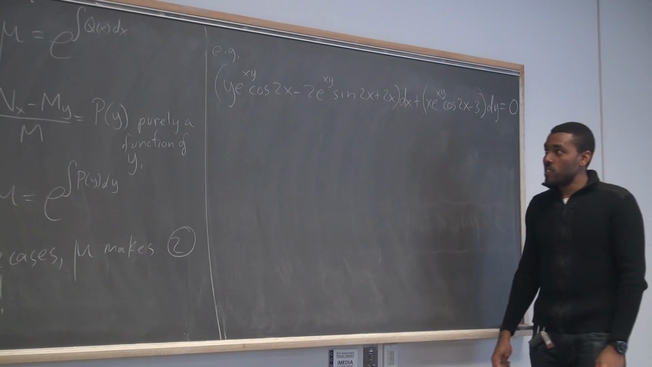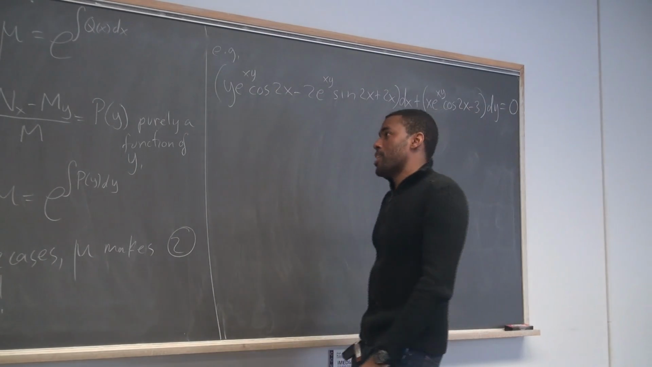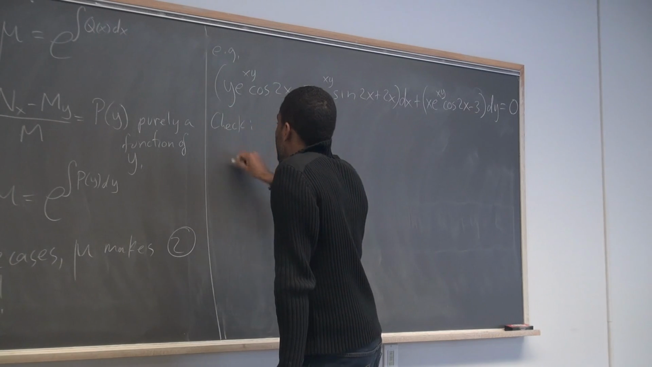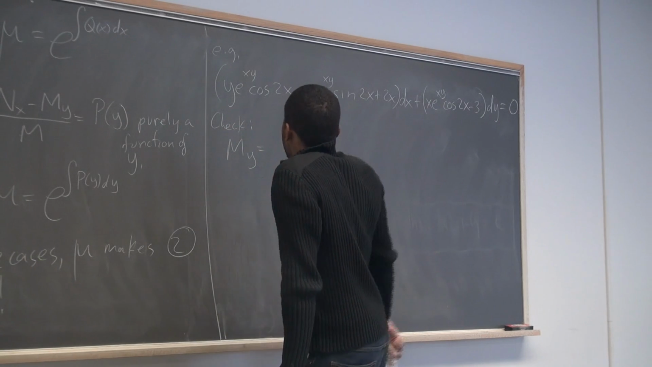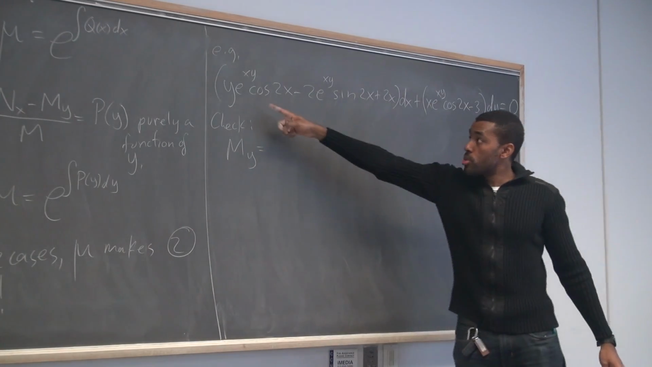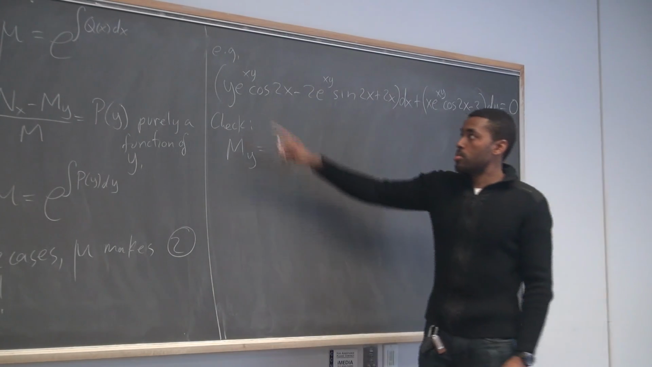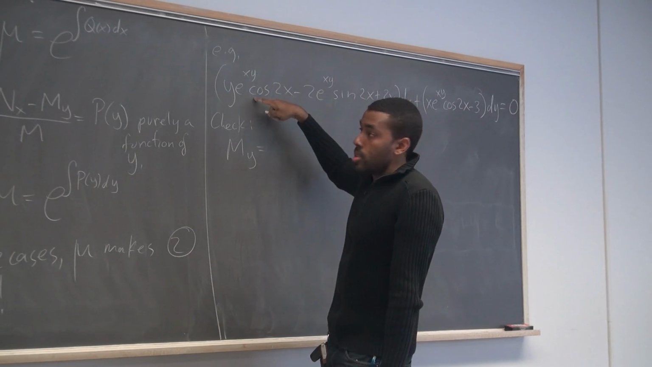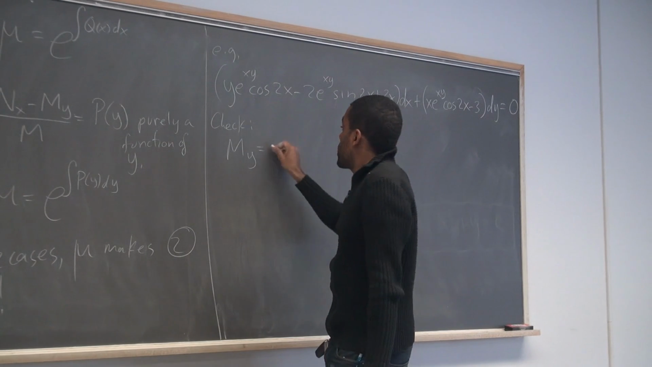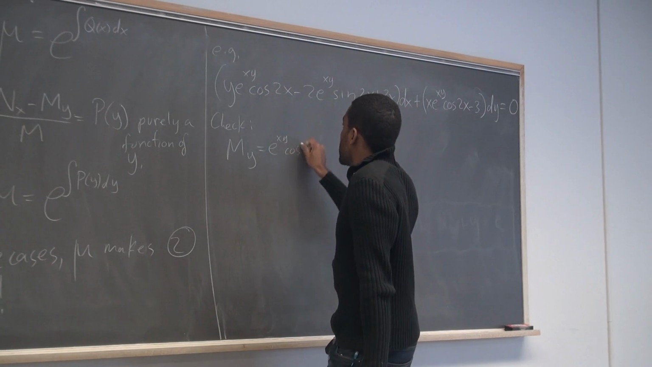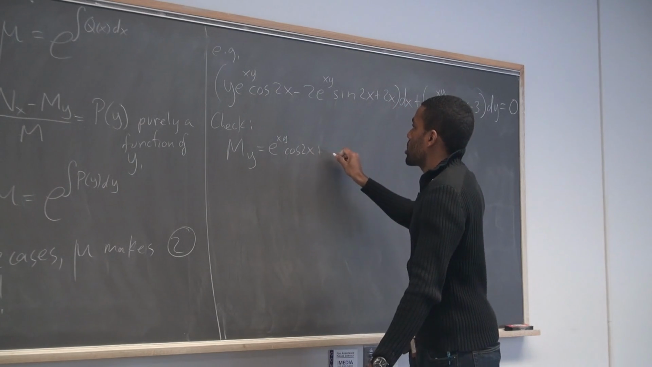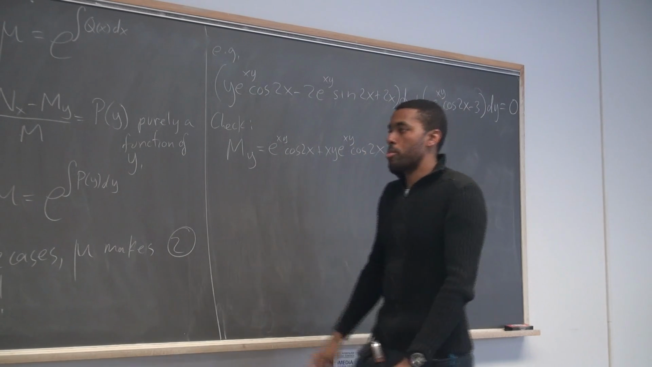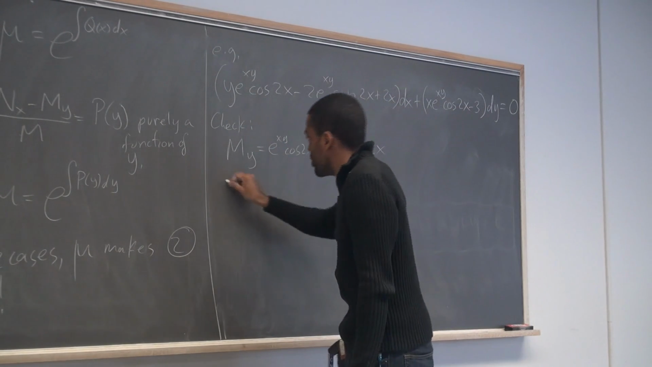But the first part is the hardest part, of course. You have to make sure it's exact. So let's check if it's exact. My and Nx. Partial of this with respect to y. Partial of this with respect to y. What rule do you need? Product rule. e to the xy cosine 2x, xy e to the xy cosine 2x. Remember your calc 2? Well, it's sort of calc 3, but it's really calc 2.